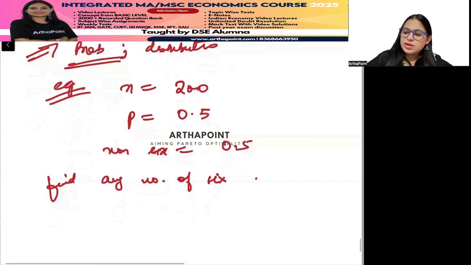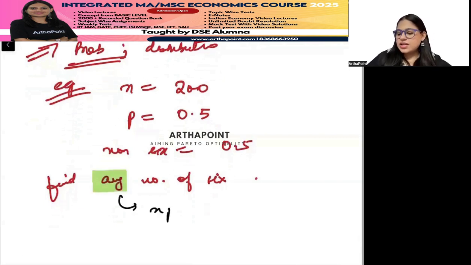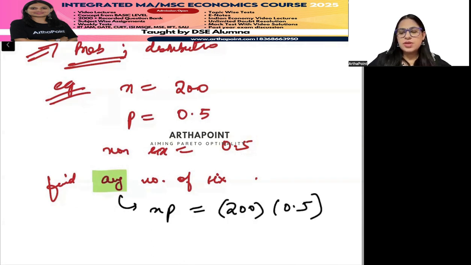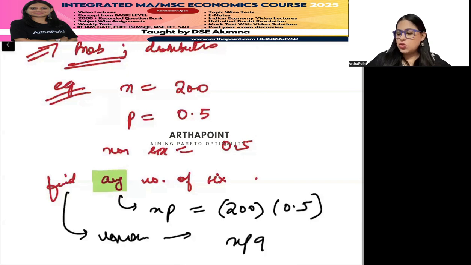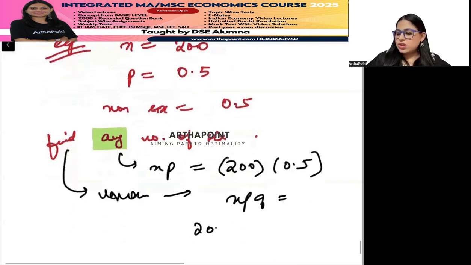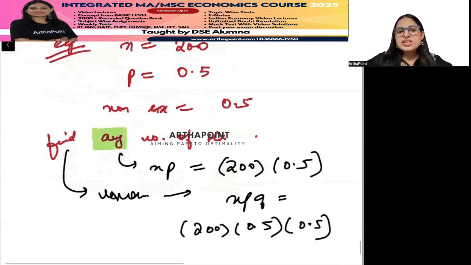So simple. We know कि binomial distribution में जो average होता है, that is n into p. So you will do 200 into 0.5. If I ask you to find the variance of the 6s I hit, so npq. So 200 into 0.5 into 0.5. So these kinds of questions are important and you need to revise these kinds of questions also.